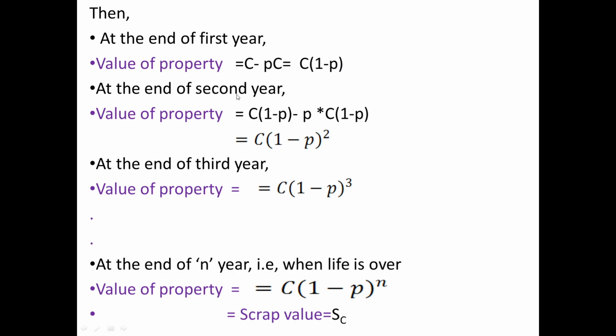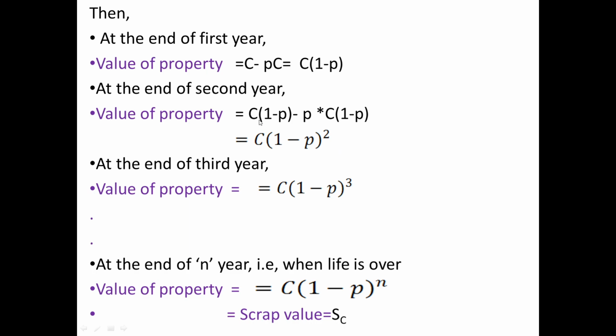Similarly, at the end of second year, the initial value was C into (1 minus P). Now we'll apply the percentage rate of depreciation to the value of the property at the start, that is P into C into (1 minus P). So after simplification, this will give you C into (1 minus P) square.